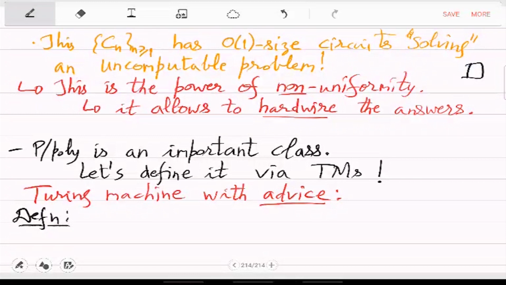What is advice to a Turing machine? It is something like an Oracle Turing machine, but weaker. So, this will actually be somewhere between a non-deterministic Turing machine taking advice and an Oracle Turing machine taking advice. We can also call it a non-uniform Turing machine.